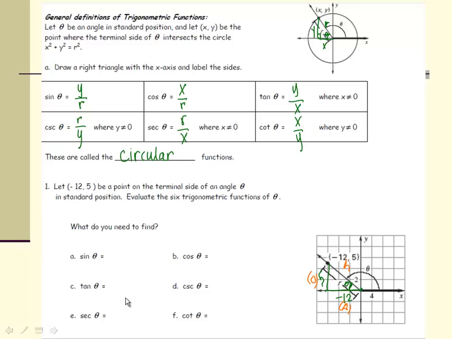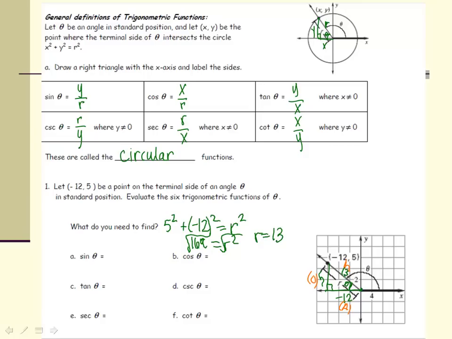In order to do that, since this is a right triangle, we're going to let leg squared plus leg squared equal our hypotenuse squared. So we're going to use 5 squared plus negative 12 squared has to equal our hypotenuse, which is r squared. That's our radius. So this is 169 equals our radius squared. So if we take the square root of both sides, our radius equals 13. So our hypotenuse here is 13.